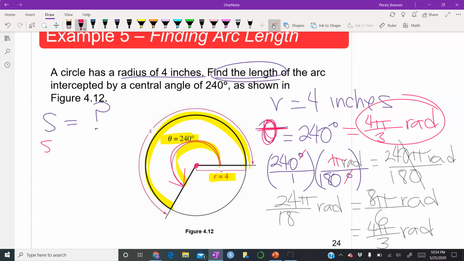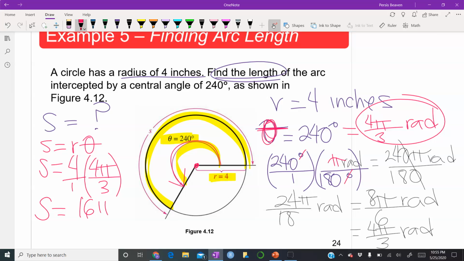Now we could go ahead and apply the formula r theta. And so the arc of that length is going to be equal to the radius, which is 4, times 4 pi over 3. And so that will equal to, remember, we multiply straight across, so that will be 16 pi over 3. And that is just something we cannot simplify any further.